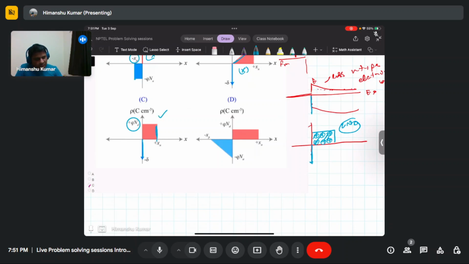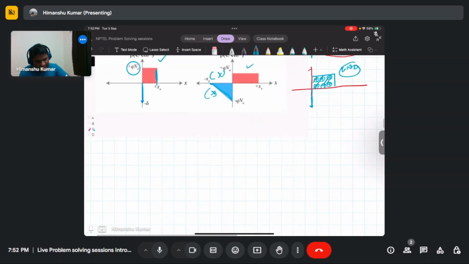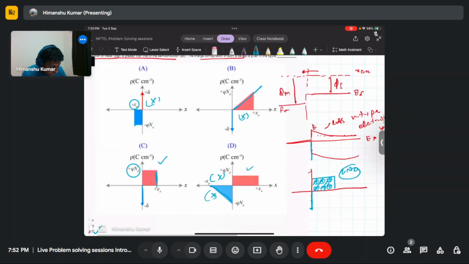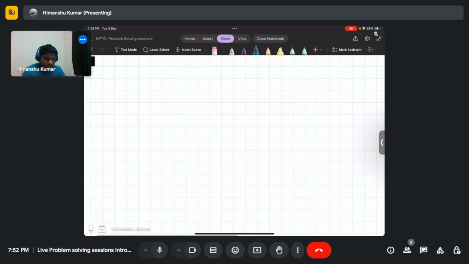So this looks like the correct option. The other option's right side is correct, but on the left side you will see a charge profile like this only if you have a gradient in doping. But this left side is the metal, so you can safely say this is also one of the wrong options. So the correct option is C, and that is the correct option. So let's move to the next problem.